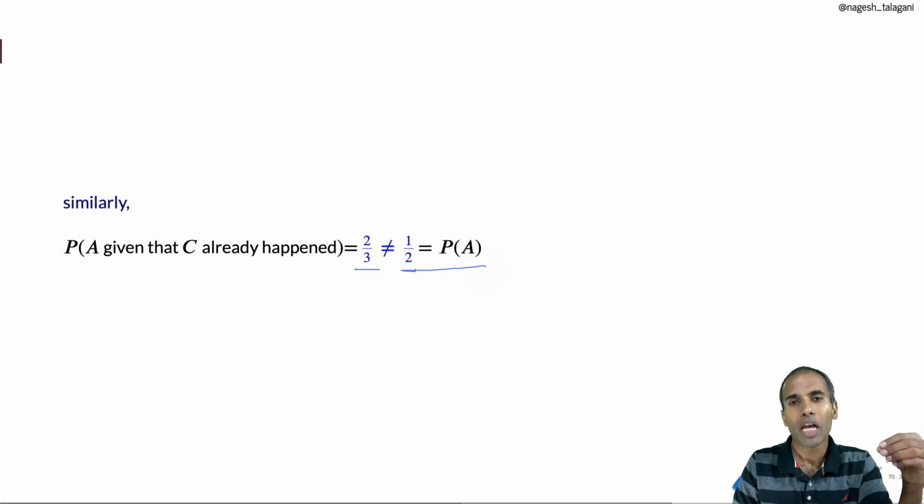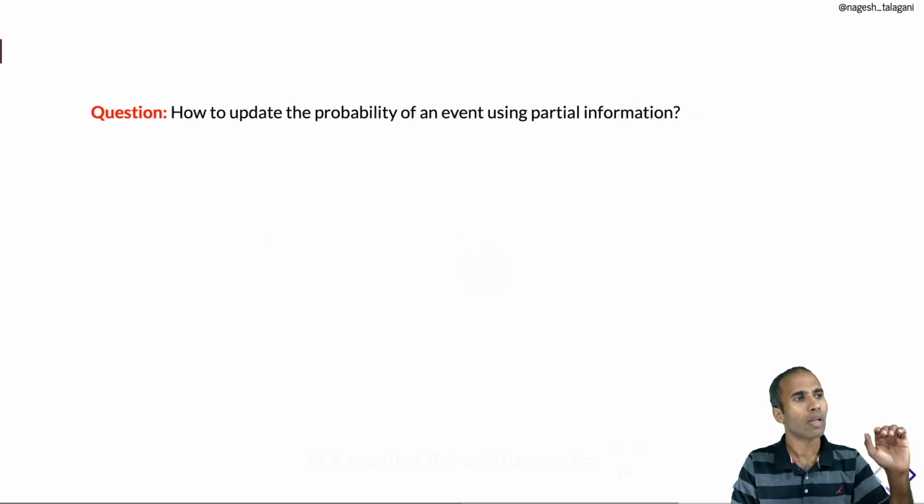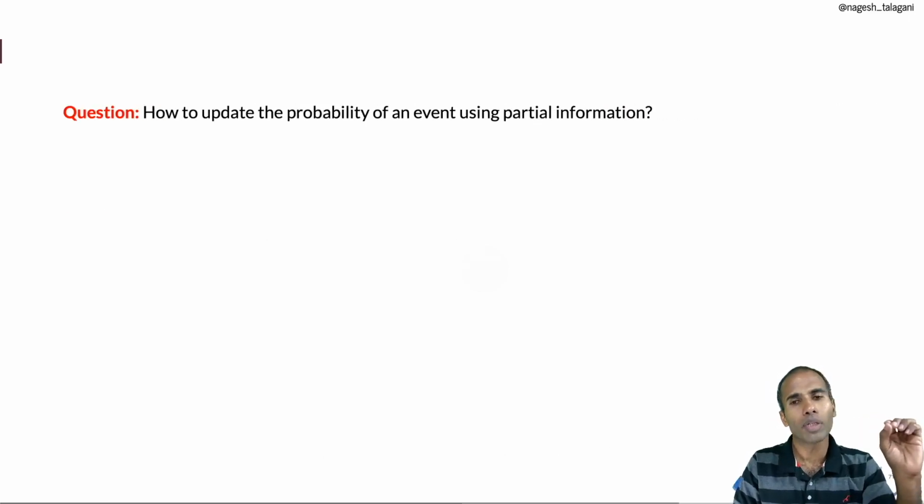This time when we have information that C already happened, the probability of A increased to 2 by 3 from 1 by 2. So from this experience, we understand that we might have to update the probability of an event when we have some partial information about the outcome. The question is, how to update the probability of an event using partial information?